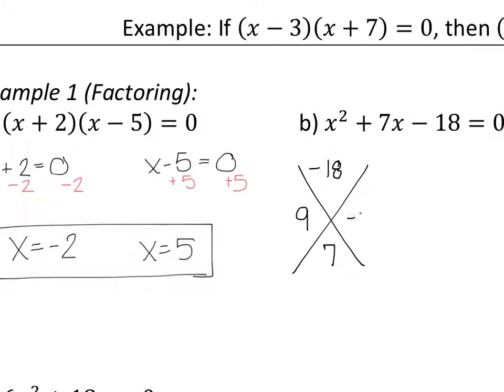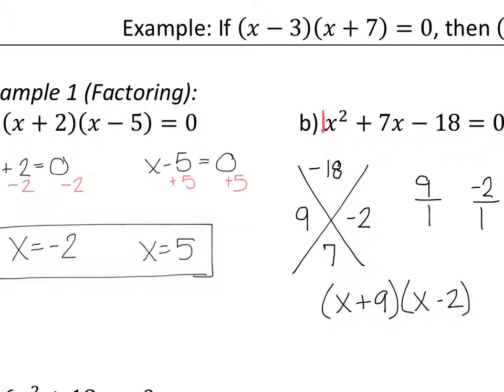9 and negative 2. Yep, that looks like that works. Very good. Okay, then we set up our fractions. 9 and negative 2 are the numerators. What will the denominator be? 1, from the invisible 1 there in front of x squared. So what are our factors? X plus 9, x plus 2. Very good. And from the equation at the very beginning, those equal 0.